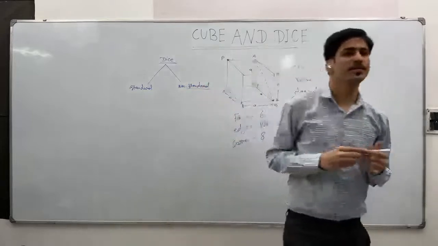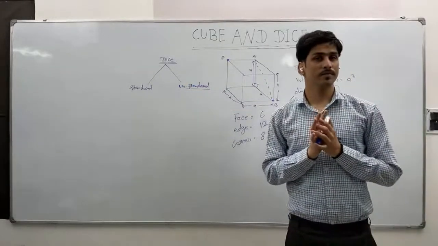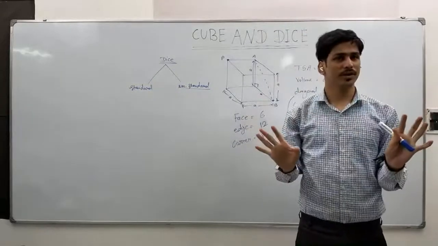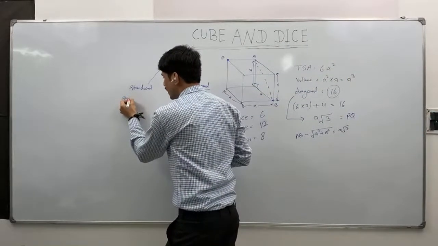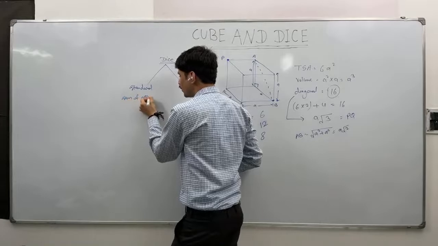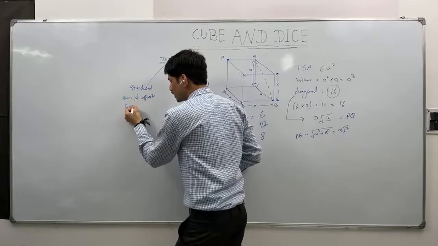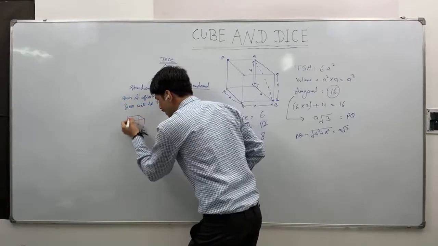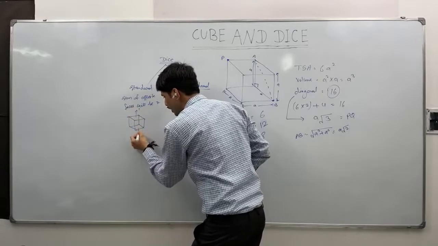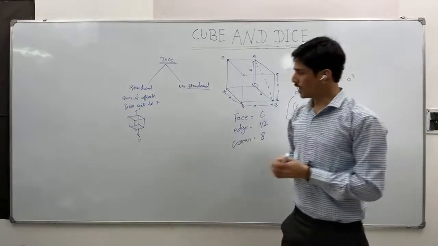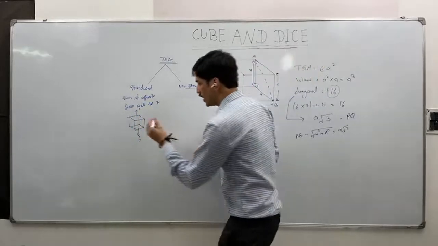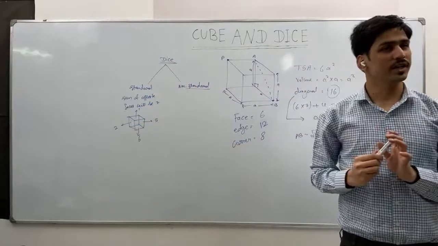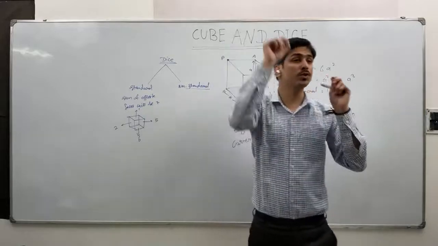What is a standard dice? A standard dice is a dice in which the sum of opposite faces is 7. Let's say I draw a dice with 1 at the top and 6 at the bottom. If you add 1 and 6, you get 7. Let's say on the right-hand side I have 2 and on the opposite side 5. The sum is 7, right? So a standard dice is one in which the sum of opposite faces is 7.